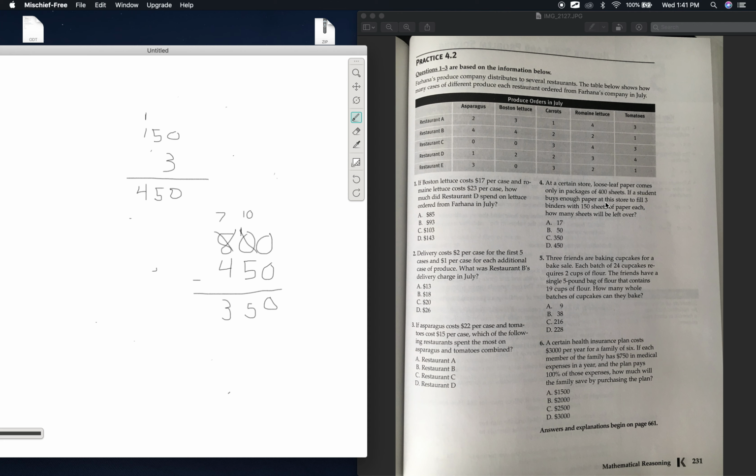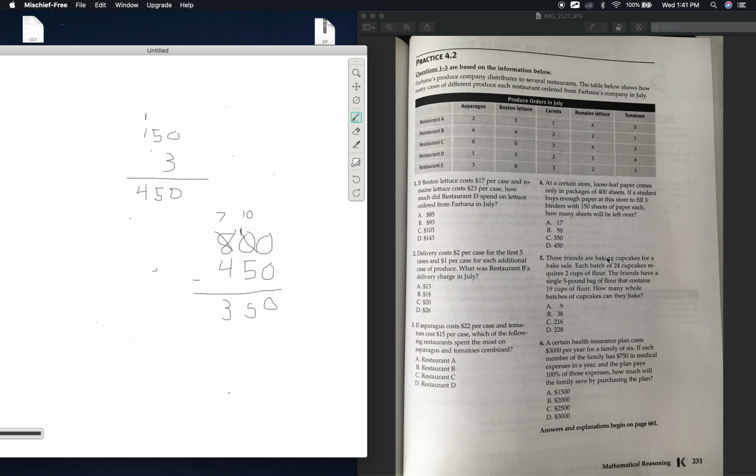So again, what you're trying to find is the difference between how much you will be required to purchase. Your purchase will be 2 packages, which equal 800 sheets, but you will use only 450 of those. So you're trying to find out what is left over, and that's what that calculation does.